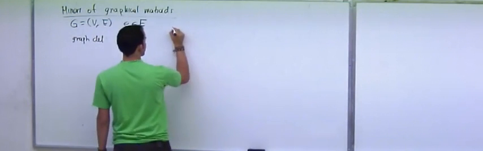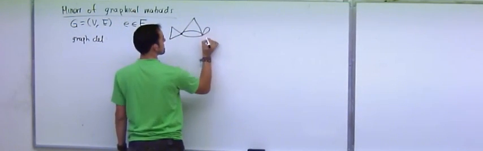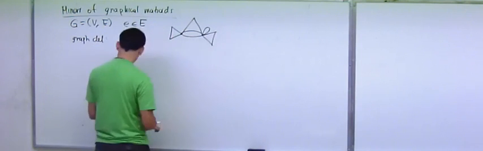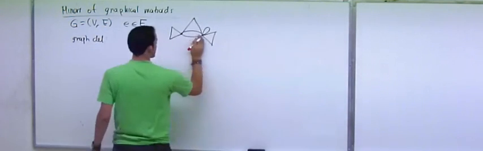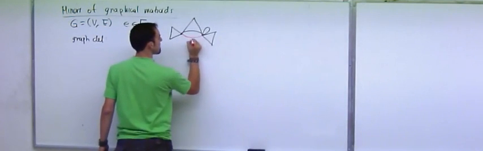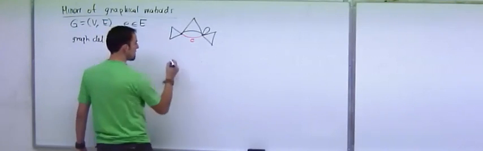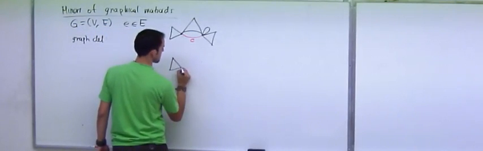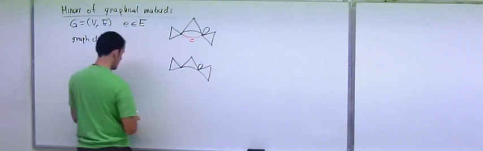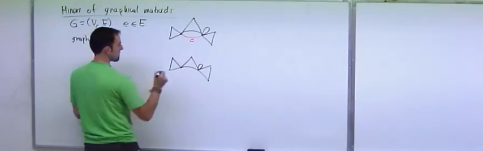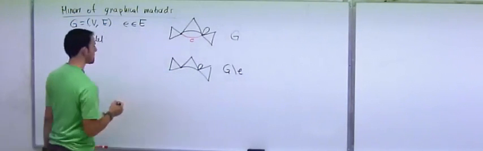Say that I have a graph that looks like this, maybe. And let's say that this guy over here is my element E. Okay. And what is the deletion? You just delete E and keep everything else alone. You leave it intact. You just delete E. So this is the graph. This is the deletion.